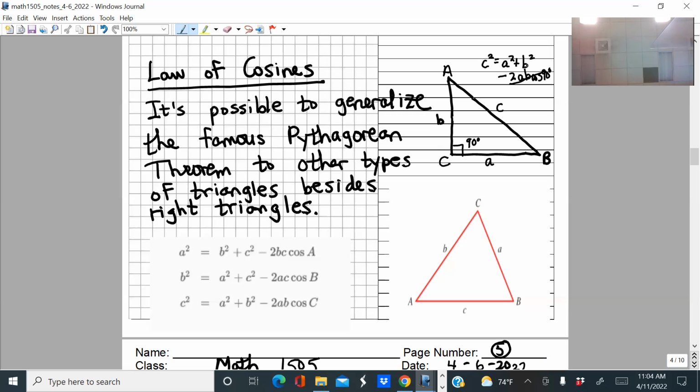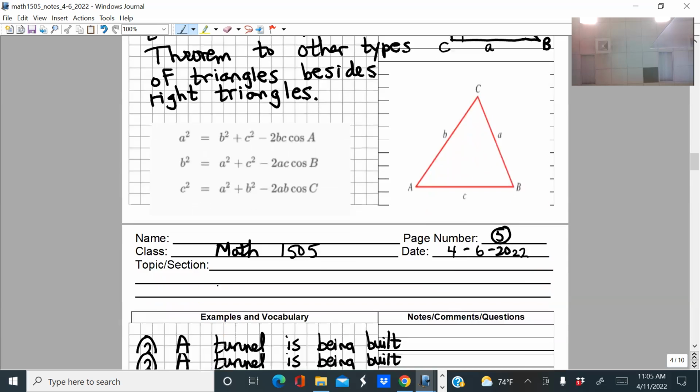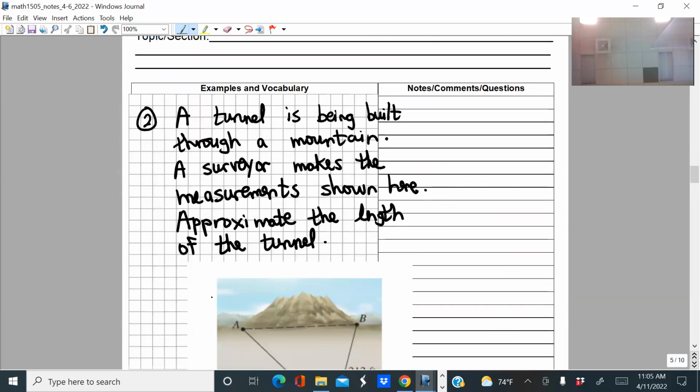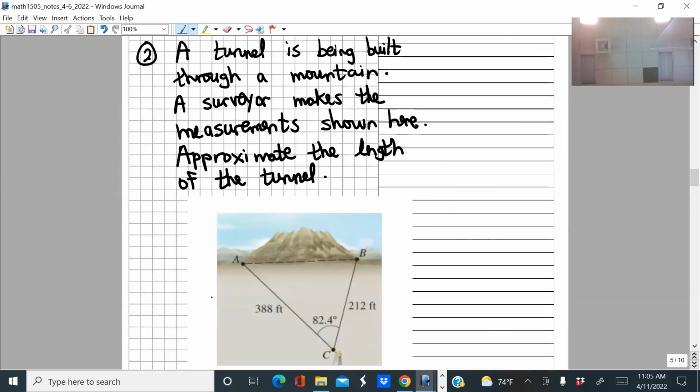So the law of cosines is a generalization of the Pythagorean theorem. It's more powerful than the Pythagorean theorem. The Pythagorean theorem is just a special case of the law of cosines. Well, let's try it there. We'll put it in an actual application. This is how it would actually be used.